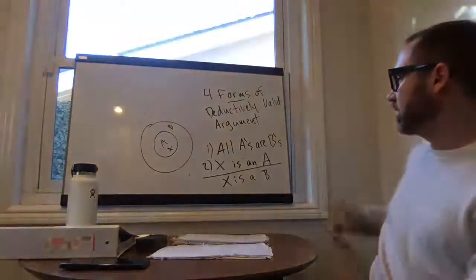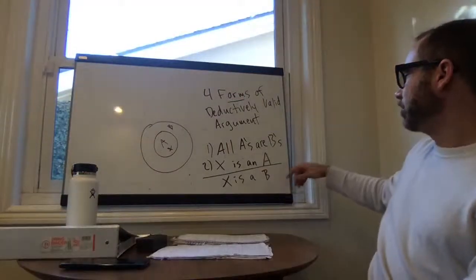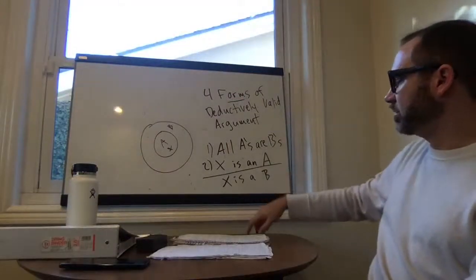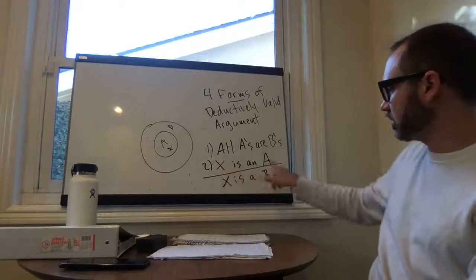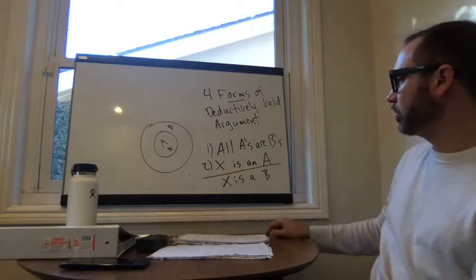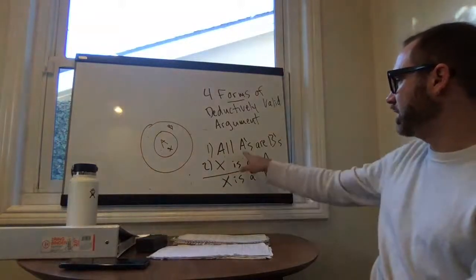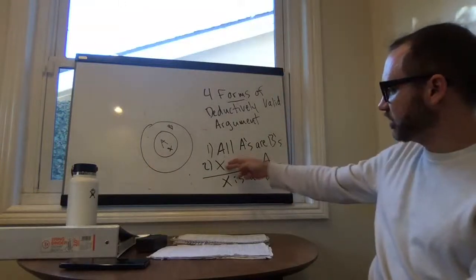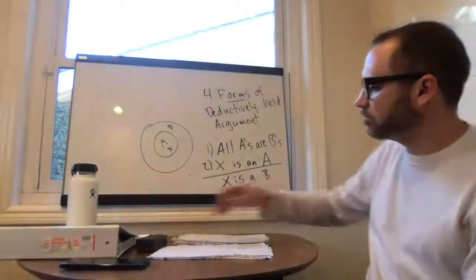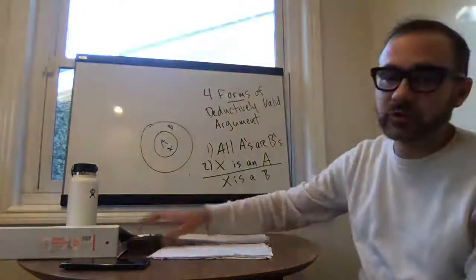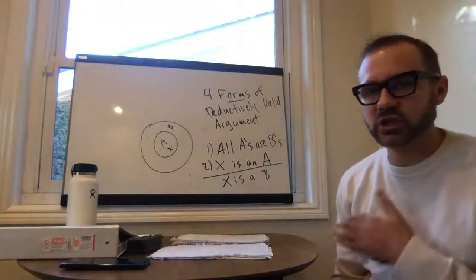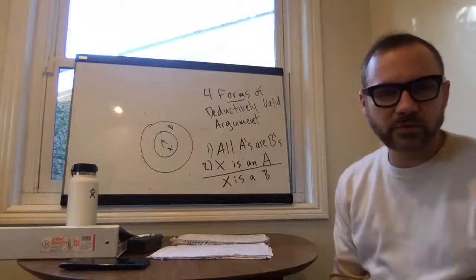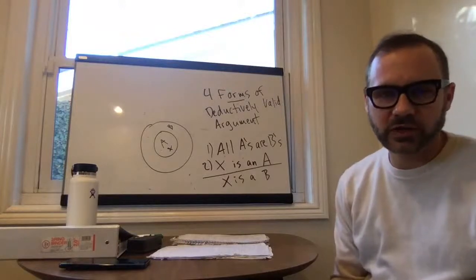Like all dogs are mammals, and golden retriever is a dog, so therefore golden retriever is a mammal. In that case, we'd be treating the term A as dogs, B as mammals, and X as a specific type of dog. Knowing the valid argument form is helpful because it allows you to then generate as many random examples of valid arguments as you want once you have that form.